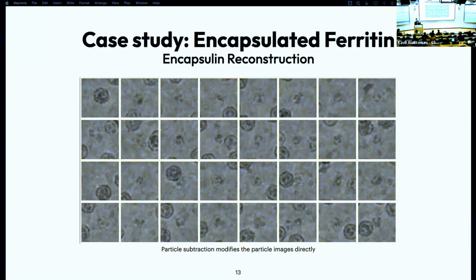So if you've gotten a lower-ish resolution structure and you'd like to use particle subtraction, that can impact the quality of the subtracted images because the alignments weren't that good, the volume was a bit lower resolution. So it's something to think about for sure. This is why it's another case where it's worth it to try both with subtraction and without if you are experiencing difficulties with either method.